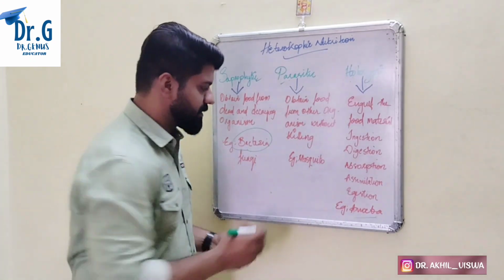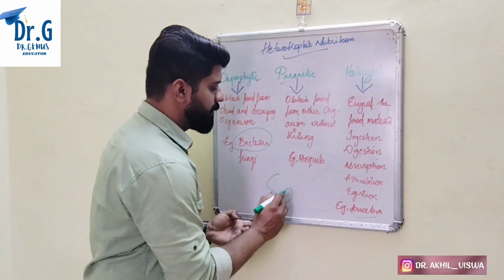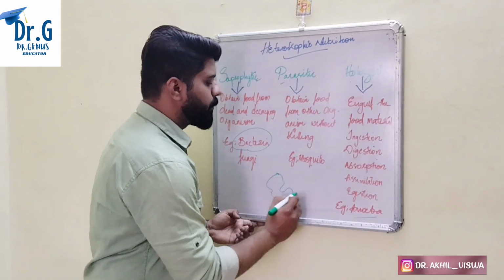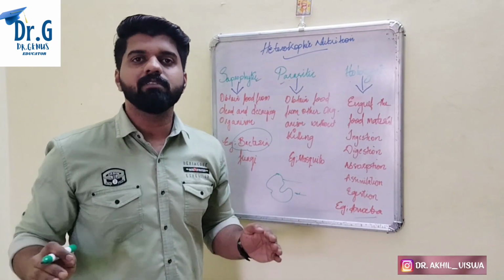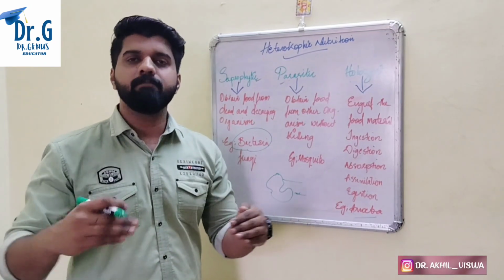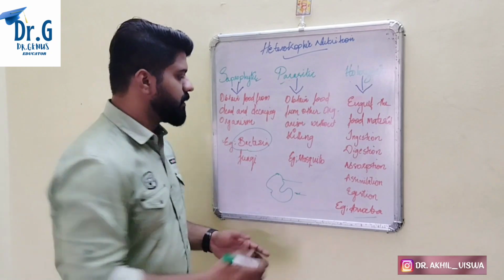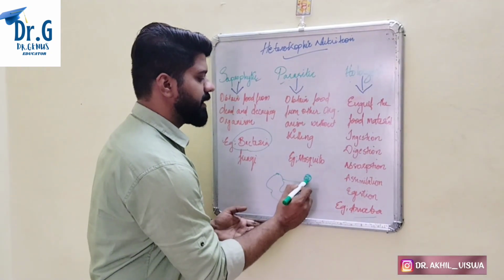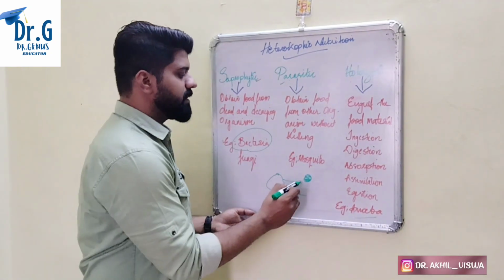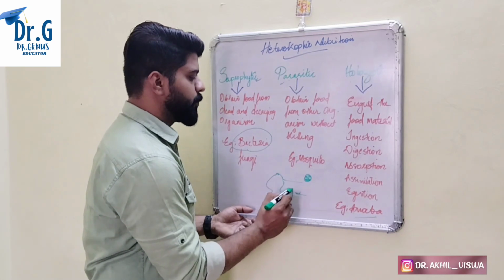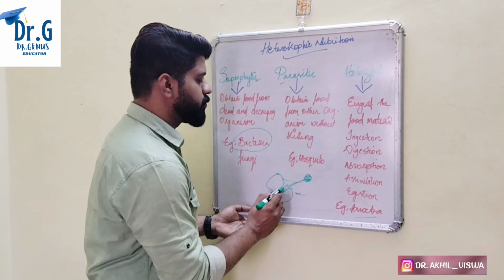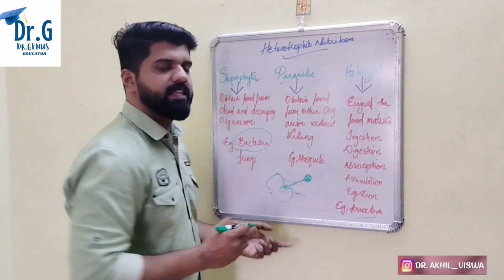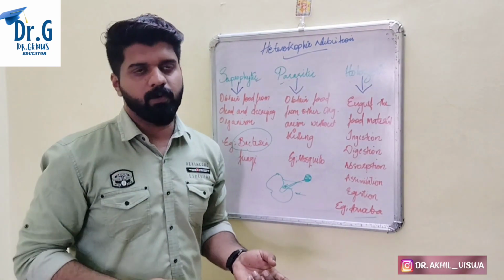Here, this is an amoeba. The amoeba will form a pseudopodia. What do we mean by pseudopodia? A false apparatus, false limbs, are called pseudopodia. When the food material comes near the amoeba, the amoeba forms pseudopodia, and then the food material goes into the depression formed by the pseudopodia.